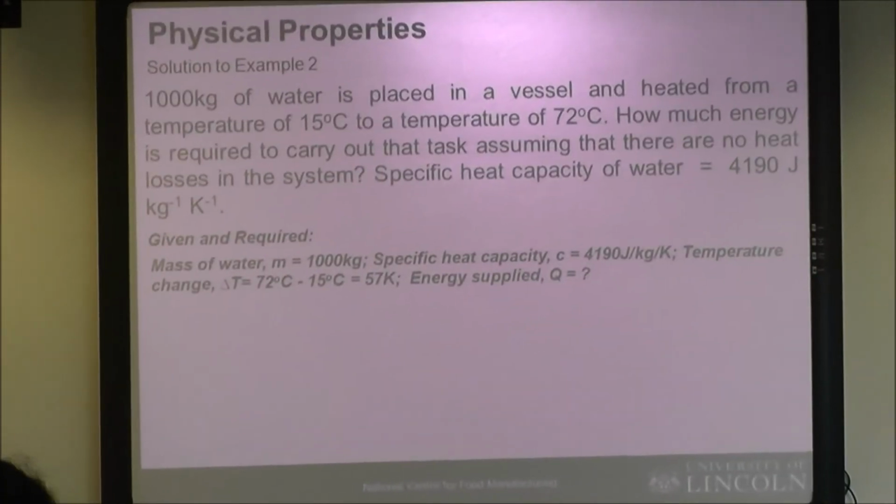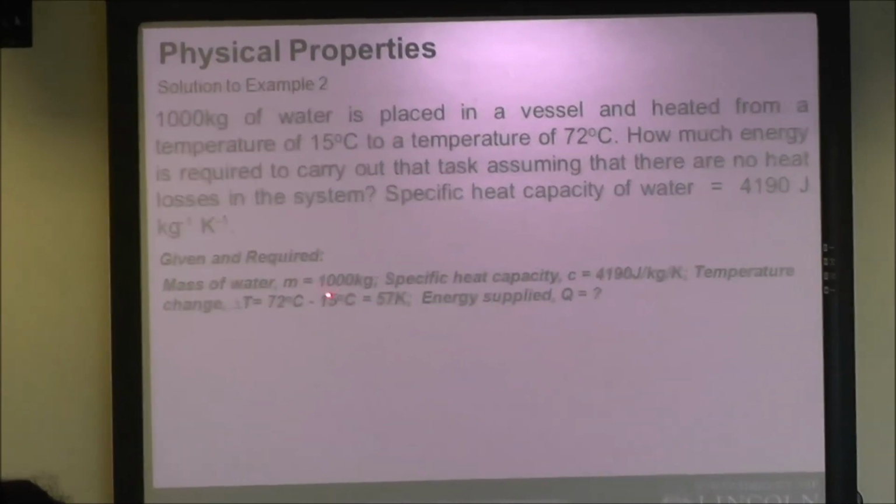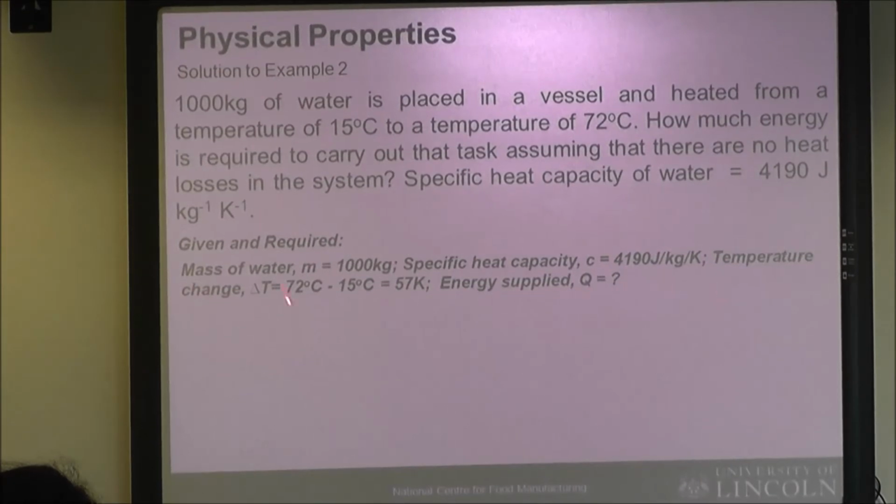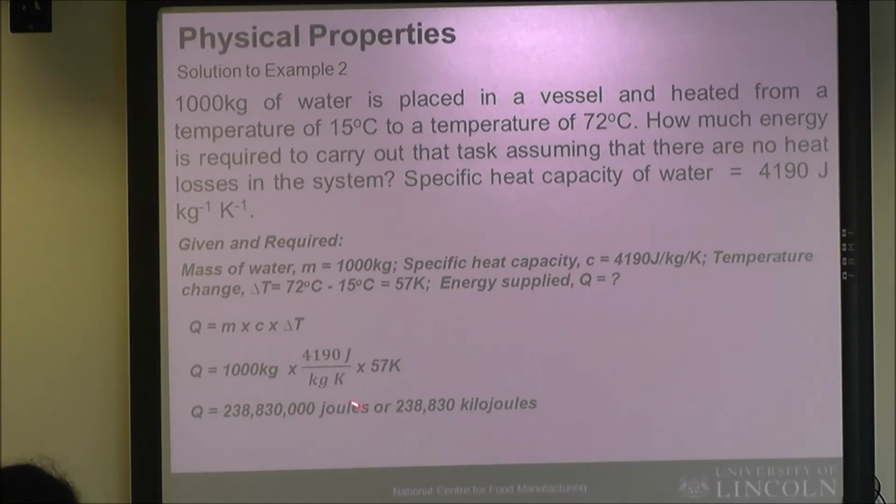Now, like I said, the first thing you want to ask yourself is, what are you given? You are given the mass of water. You are given the specific heat capacity of water. You are given the temperature difference, which is 57 K. Energy supplied is what you are asked to find. And you've told me how to do that here. So you have the mass of water, the specific heat capacity, and 57 K. This is what we have here. Then by the time you punch that into your calculator, you have this. Then I have this in joules.